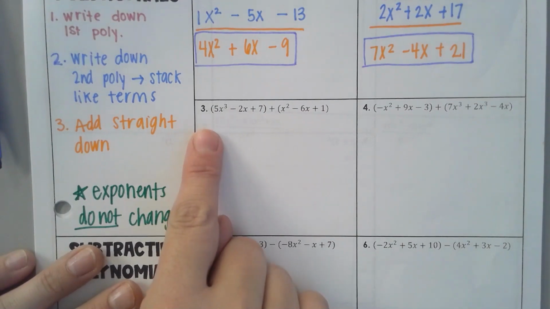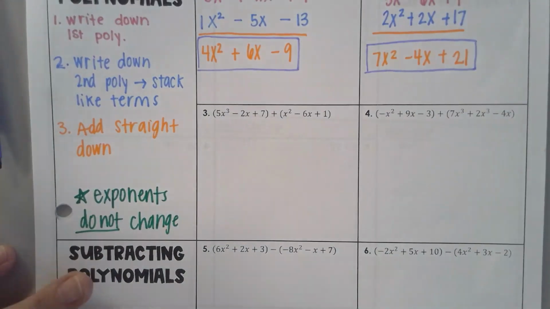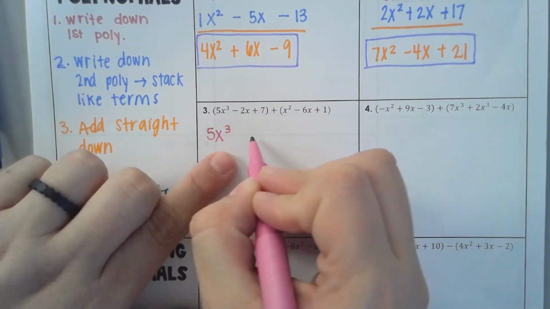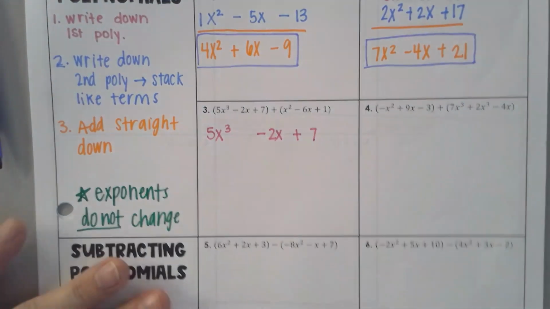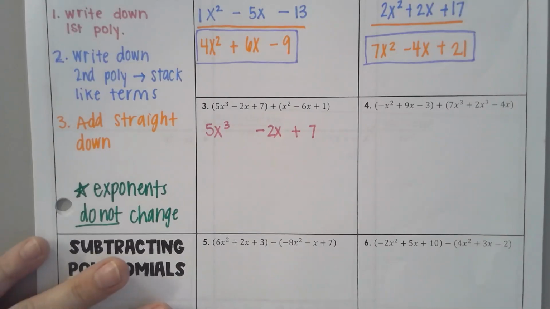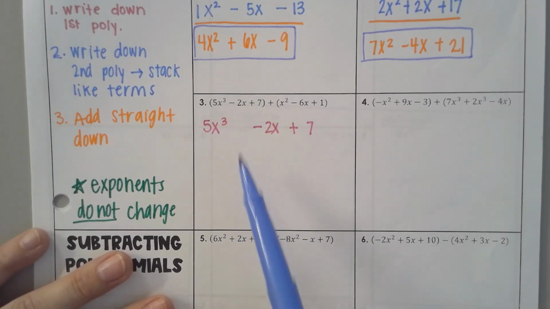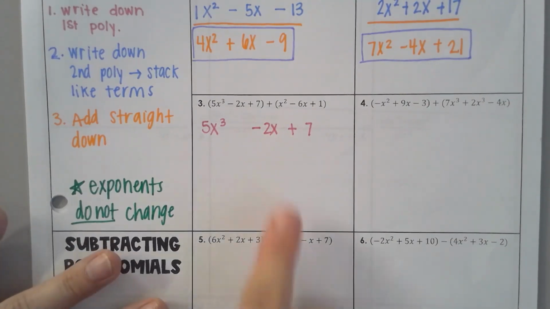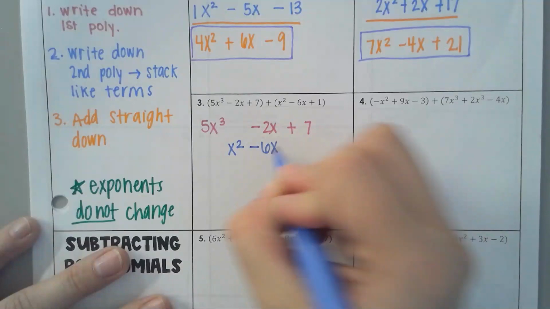So when we write it out, we want to leave a big space where the x squared would go. So like I'm going to do 5x cubed, but I'm going to leave a space, and you'll see why in just a minute, minus 2x plus 7. If you look at my second polynomial, it has an x squared. If I didn't leave that space, I wouldn't have a place for my x squared, because I can only put x squareds on top of x squareds. I couldn't put it under the x cubed. So the x squared is going to go here, minus 6x plus 1.